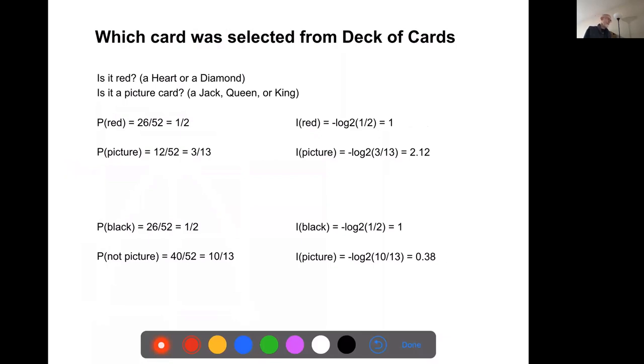And here's a simple example. The question is, you select a card from a deck of cards, and we then want to create a model of what type of card it's going to be. So we know various things. The probability of it being red, well, half the deck is red, so the probability is 1/2. Picture card, meaning jack, queen, or king. There's 12 of those. The probability is 12/52. And so again, that formula gives us that the information of being red is 1. Information of picture is 2.12.